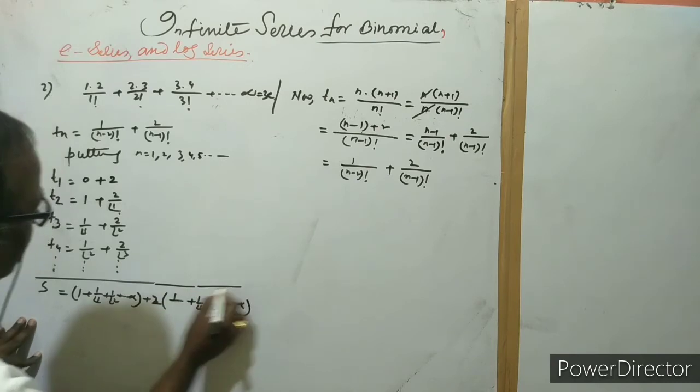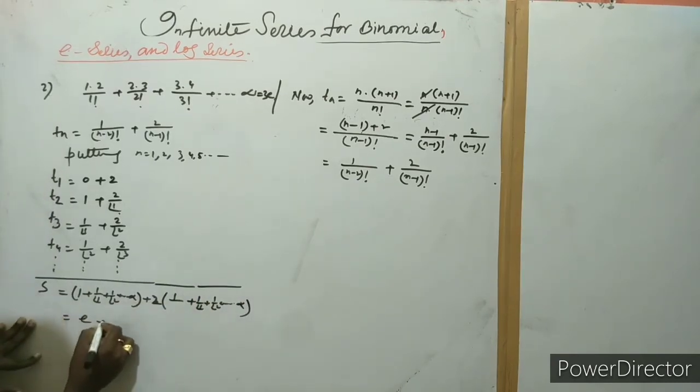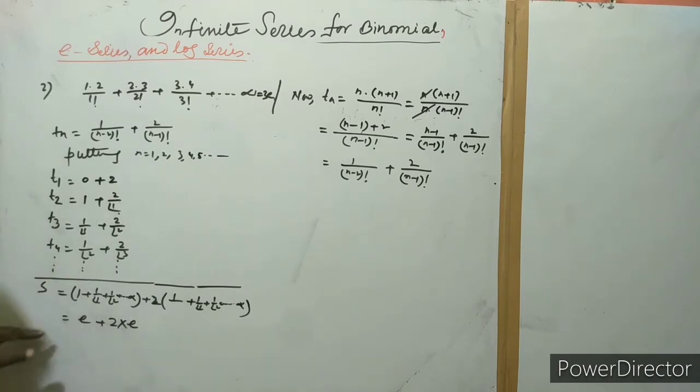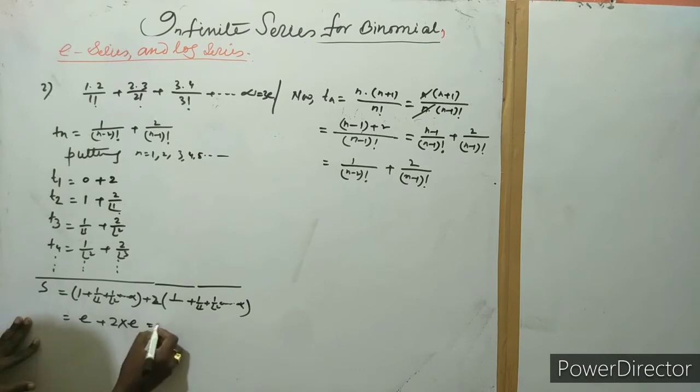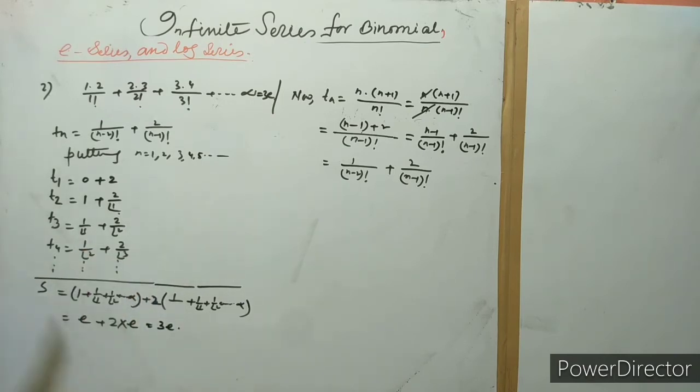Actually, this is e plus 2 times e. In my previous discussion, there was a value: in place of x, we put the series for e, and this is equal to e. So if we add these, we get 3e. I think all of you have understood this subject better.